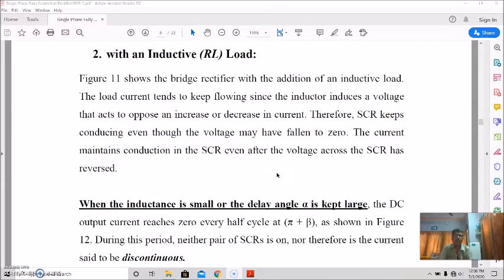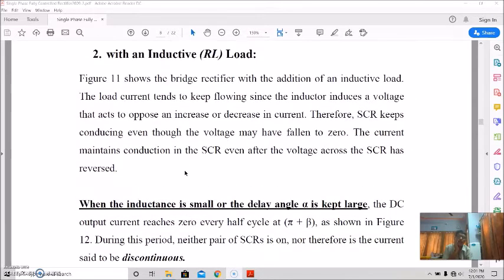Actually, load current tends to keep flowing, since the inductor induces a voltage that acts to oppose an increase or decrease in current. Therefore, the SCR keeps conducting even though the voltage may have fallen to zero. The current maintains conduction in the SCRs even after the voltage across the SCR has reversed.